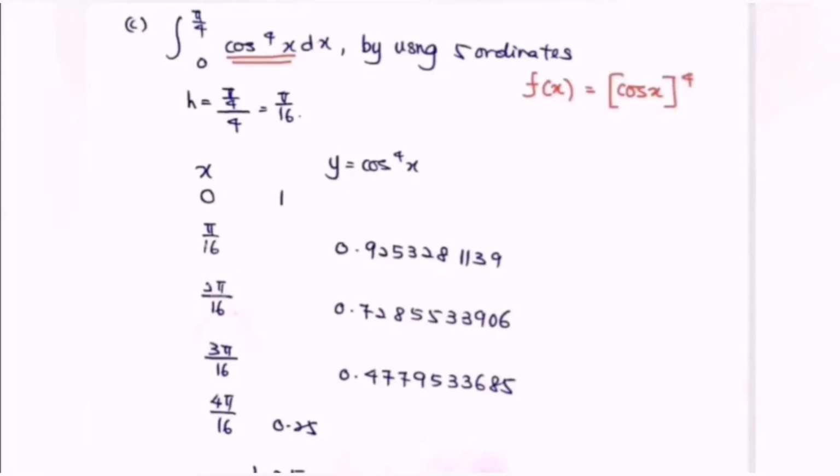Before we start, kindly key in the mode radian, because we are dealing with a trigo function. The question: integrate the function cos to the power of 4x with respect to x for the limit 0 until pi over 4 by using 5 ordinates. In here, 5 ordinates refers to the values of x. Given this situation, 5 ordinates means that the number of strips will be equal to 4.